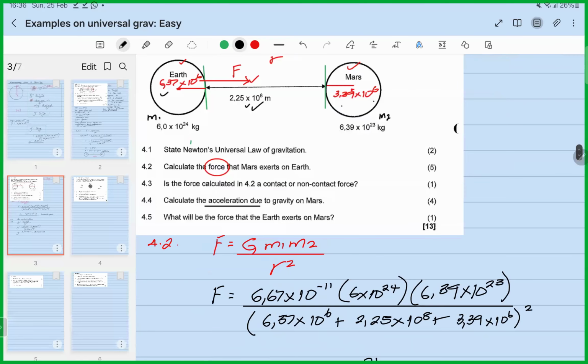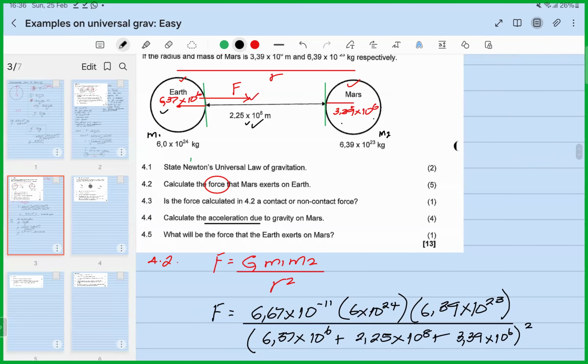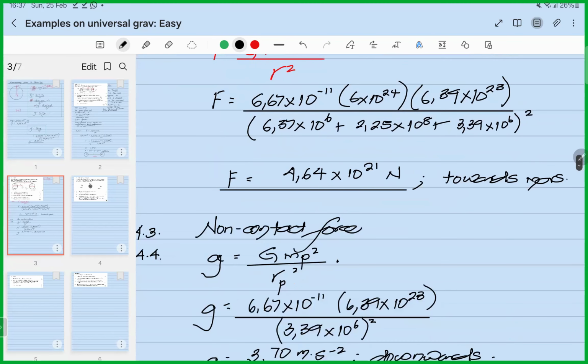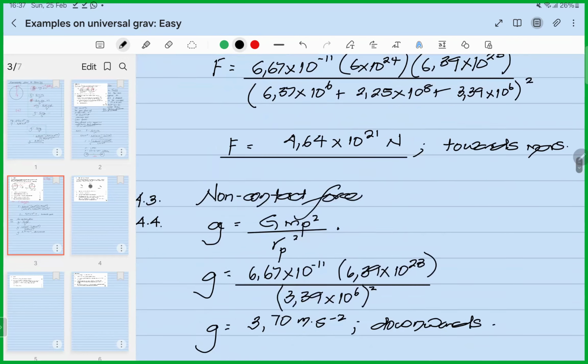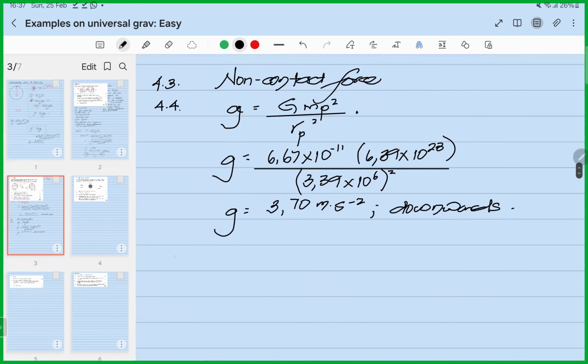And then the last question, which they asked in the previous one as well, because learners don't seem to understand this. What will be the force that the Earth exerts on Mars? The Earth will pull Mars with exactly the same force. And the force is 4.64 times 10 to the 21. There's no working out for that.